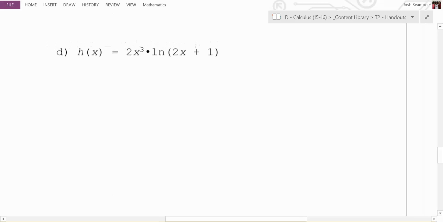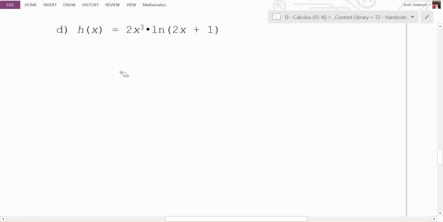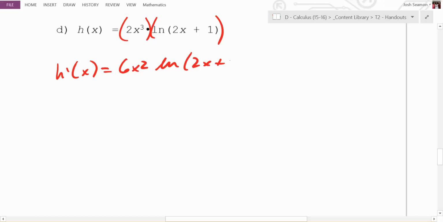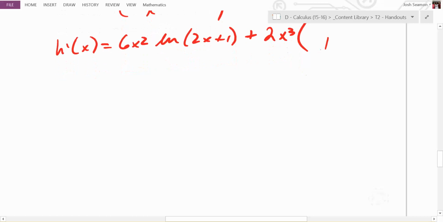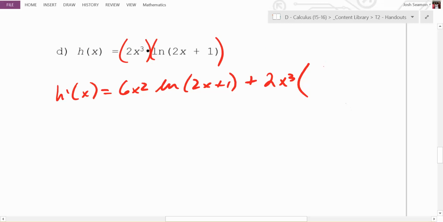What's the overall rule you have to use with this one? You have the first one right here, and the second one right there. So you have to do two derivatives, but you're using the product rule. What's the derivative of 2x cubed? 6x squared. 6x squared times ln of 2x plus 1, right? Plus the first times the derivative of the second. What's the derivative of ln of 2x plus 1? 1 over 2x plus 1 times what? 2. Exactly. Good.